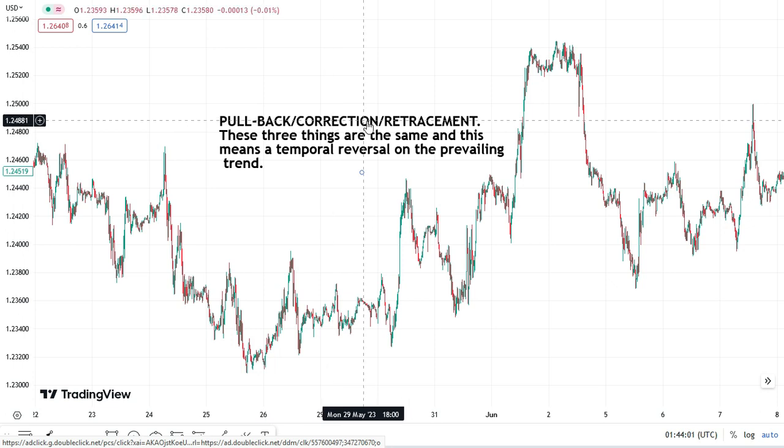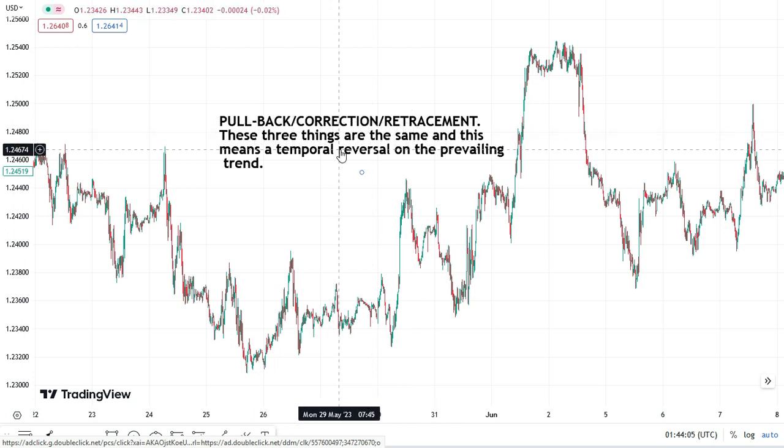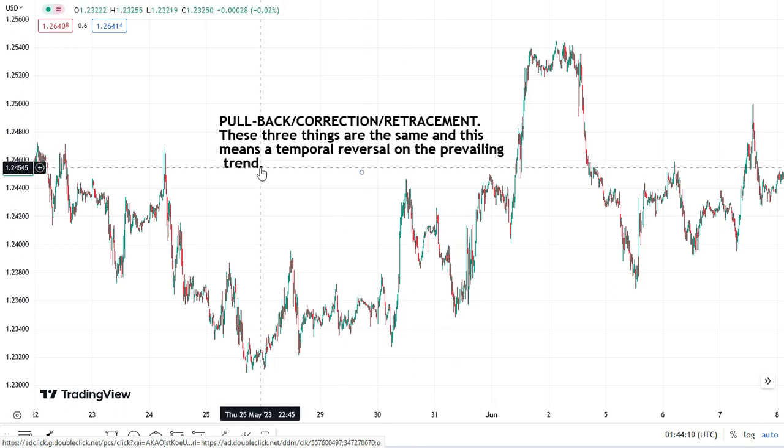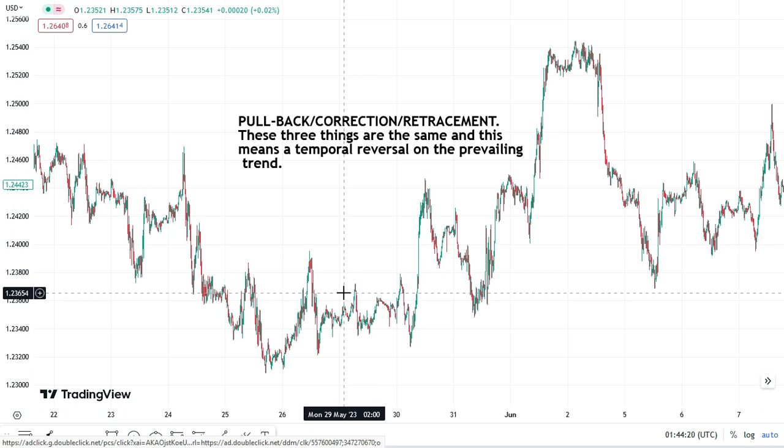Pullback, correction, or retracement. These three things are the same, and this means a temporary reversal on the prevailing trend. I just finished explaining the trend now. So if the trend is going up and all of a sudden the market starts coming down, that is a pullback. Or it was going down and all of a sudden it starts going up, that is also a pullback. It will not last and then it will continue on the original trend.